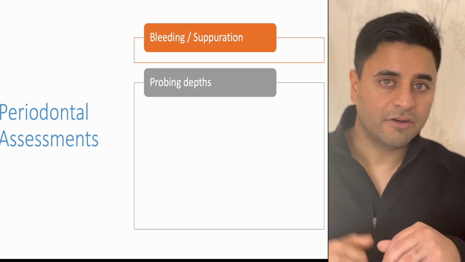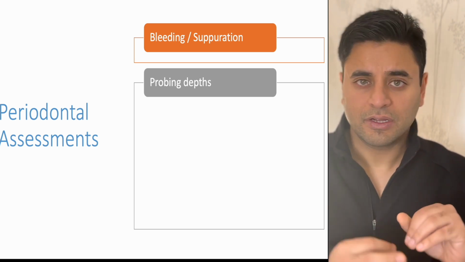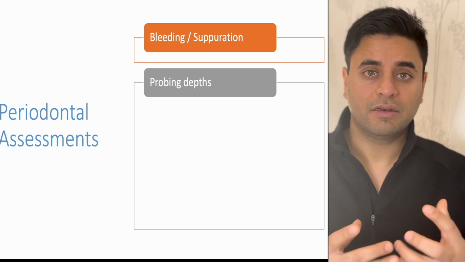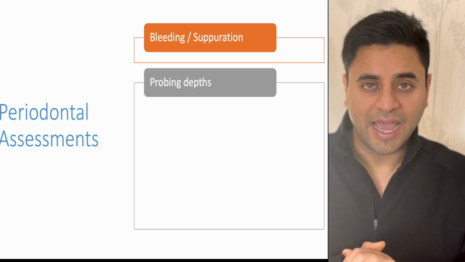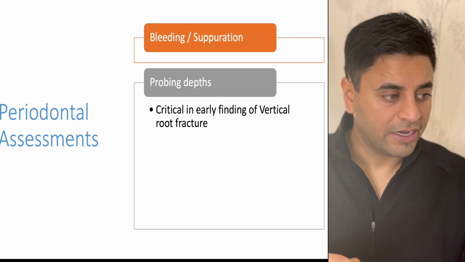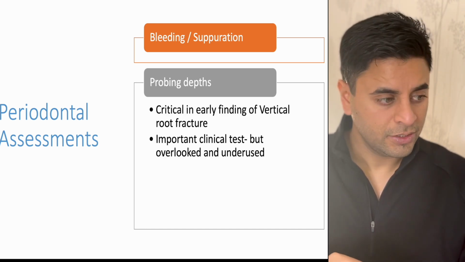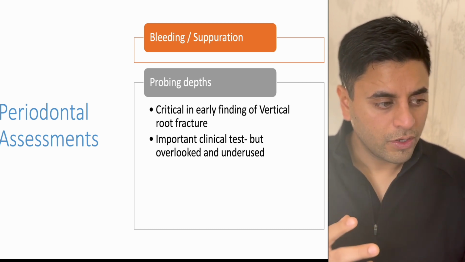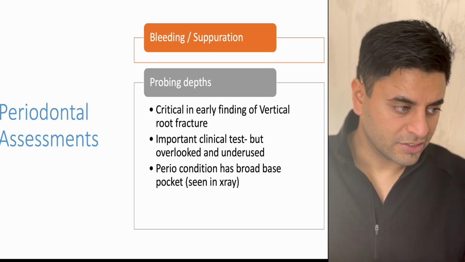If you see a sudden increase in probing depth at a certain part of the tooth, it can give you multiple pieces of information and take you to a completely different diagnosis. It is critical in early finding of the vertical root fracture. Probing depth is a very important clinical test, but it is often overlooked and underused by clinicians.